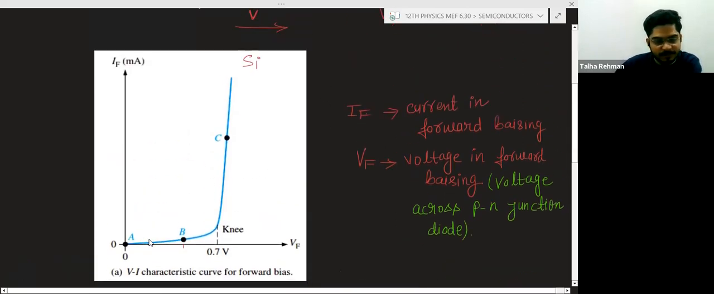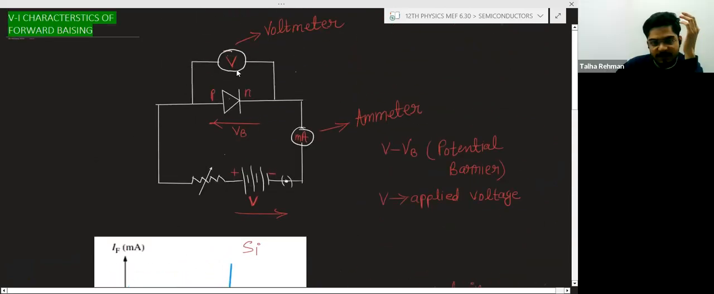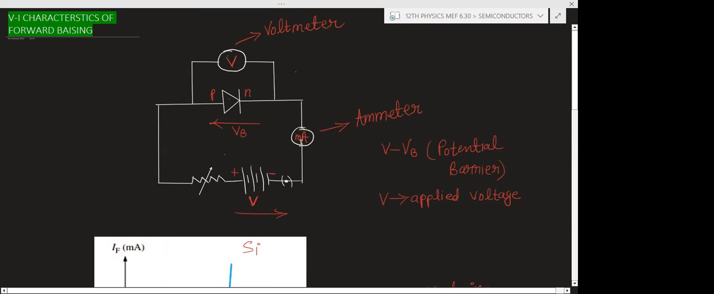So see this graph, this type of graph we are getting. First we will observe this graph from A to B. While moving from A to B, the potential increases as you plot the graph. You will get a particular value of current at a particular value of voltage, because you are changing the voltage so that the current is changing.